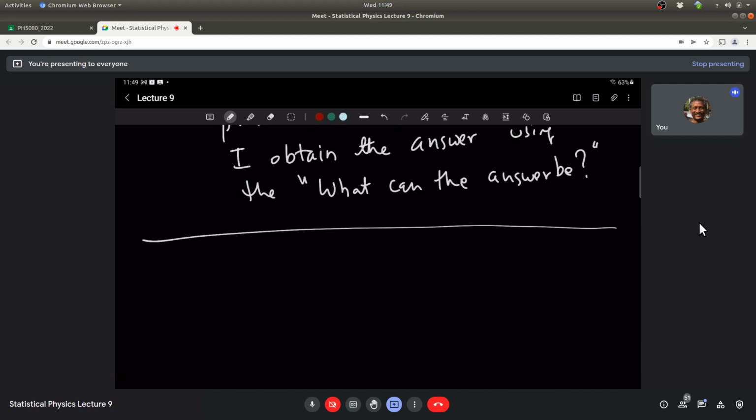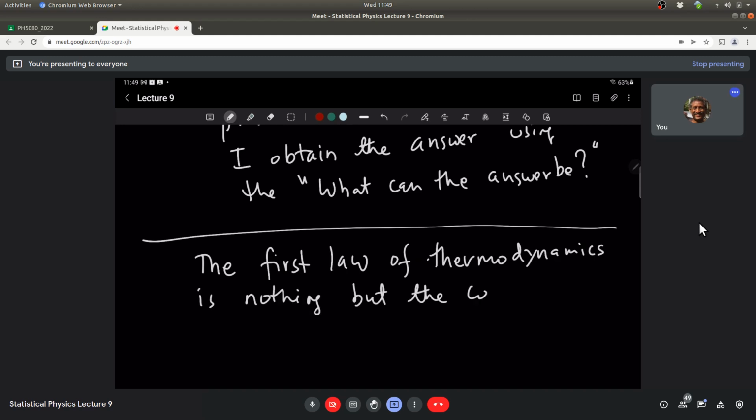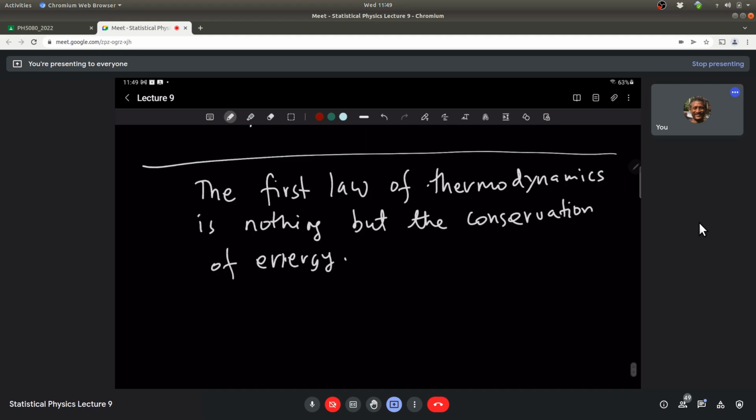There's something I wanted to do. Yeah, there's just one small thing I wanted to do. And I just want to stop after that. So in thermodynamics, I'll give you one expression for the first law of thermodynamics. It is nothing but the conservation of energy. There are many forms of writing it, but I will write it in a particular form.